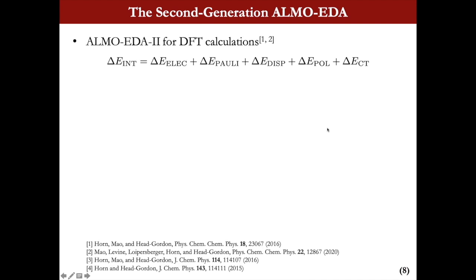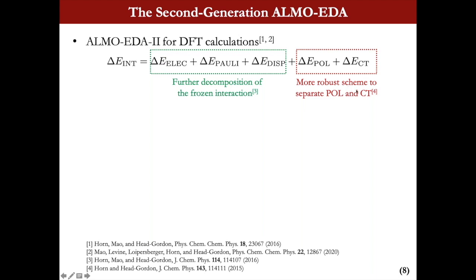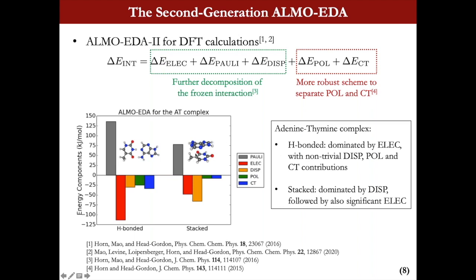And more recently, we introduced the second generation of ALMO-EDA for DFT calculations. In this method, we enabled the further decomposition of the frozen term into physically more intuitive electrostatics, Pauli repulsion, and dispersion contributions. We also introduced a more robust scheme to separate polarization and charge transfer. So with the second generation ALMO-EDA, we are able to identify the fingerprints of many different types of non-covalent interactions. Here is an example of the adenine-thymine complex, and for the hydrogen bonded and the pi stacked configurations, you can find the dominating interaction components are quite different.